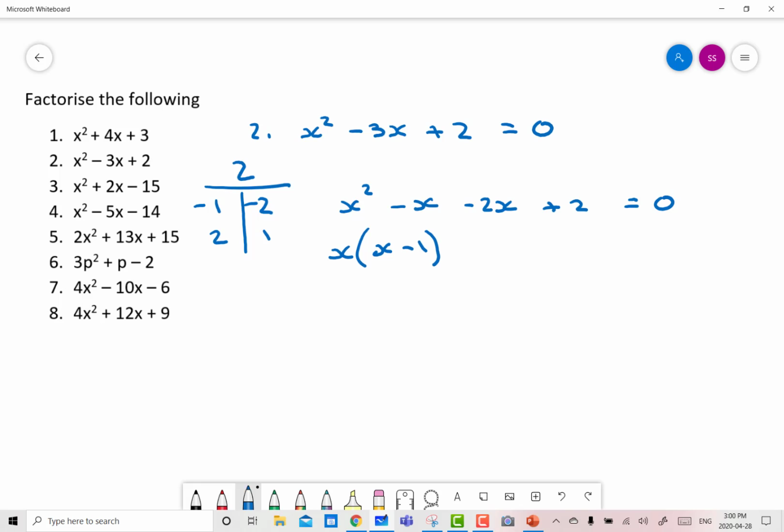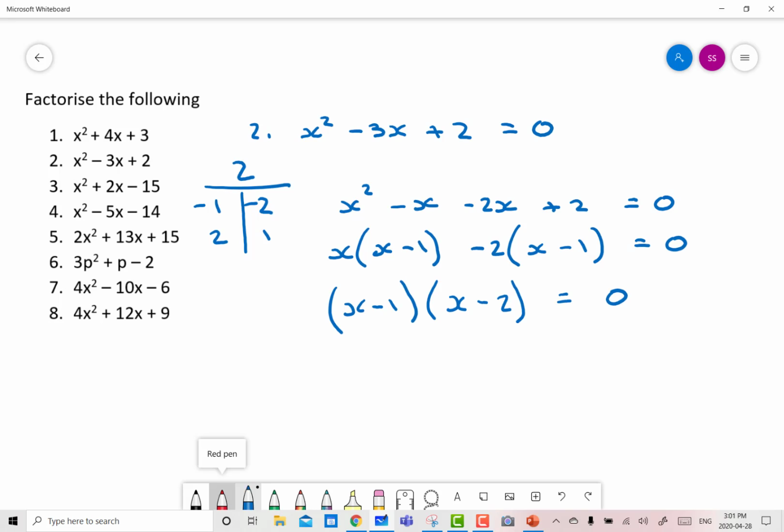brackets. From the right hand pair, I'll take -2 out common, and that will then leave me with x minus 1 in the brackets. Taking the x minus 1 out as common, that leaves me with x minus 2 on the right hand side here. So from those two factors, we can see that x will equal 1 or 2 for our two solutions for question 2.